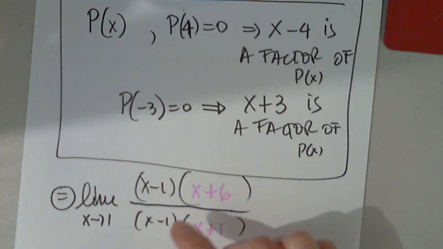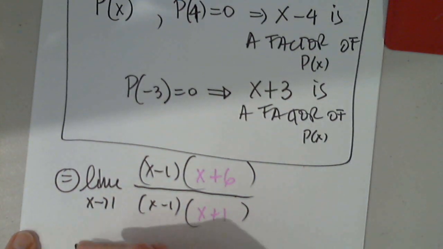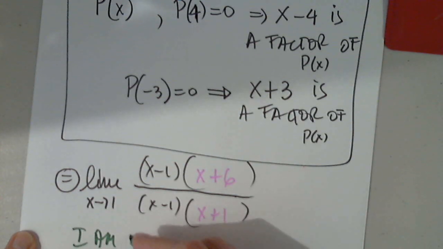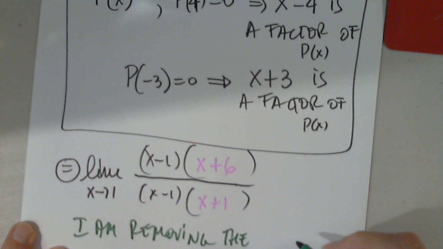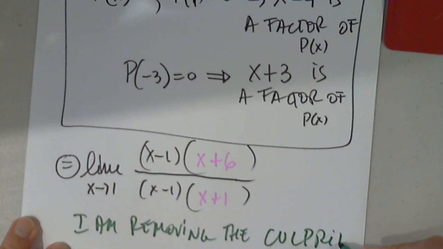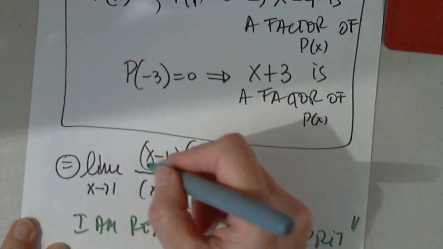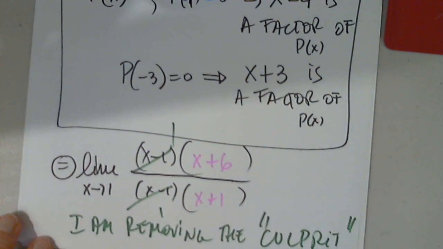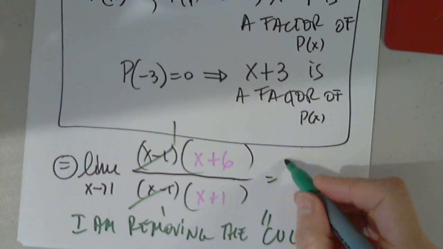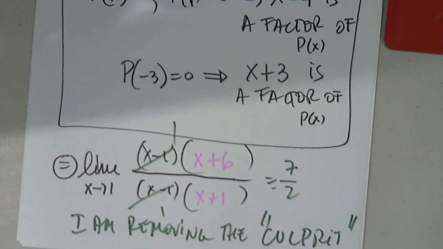So now I am removing the problem, or the culprit. What is the culprit? Right here. This was the problem that gave 0 over 0. Knowing that, I plug it in. The numerator is 7, the denominator is 2, and the limit exists.